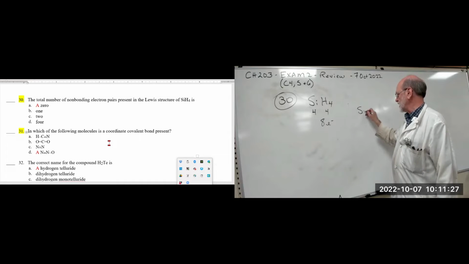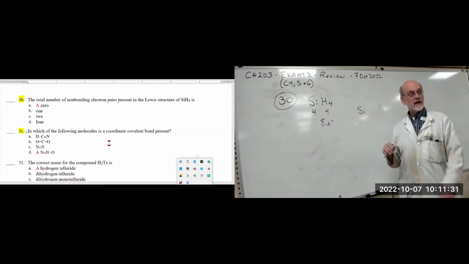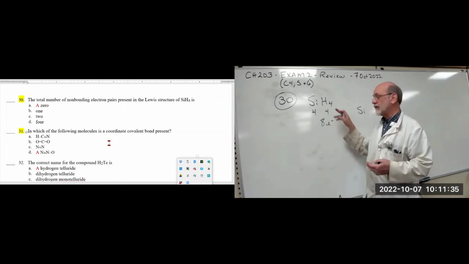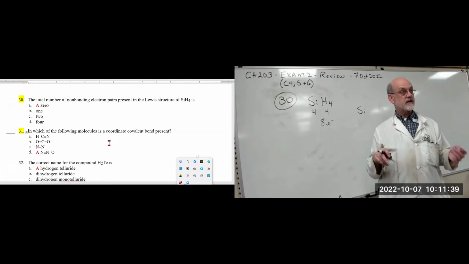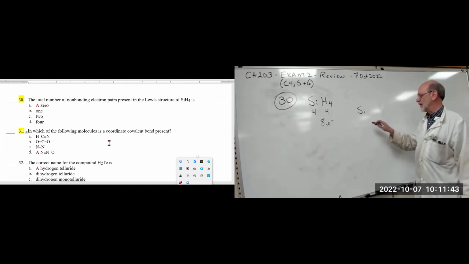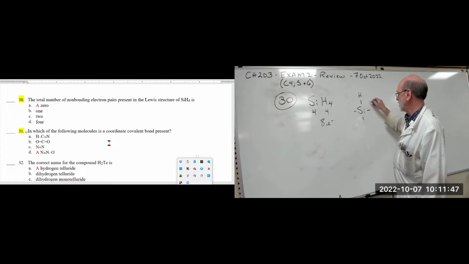Well, silicon's going to be in the middle. And then we're going to have hydrogens all around. We know that here primarily because if you put hydrogen in the middle, you're stuck because hydrogen can only form 1 bond. Right? So we have to put silicon in the middle. And then we start off here, here, here, like that.